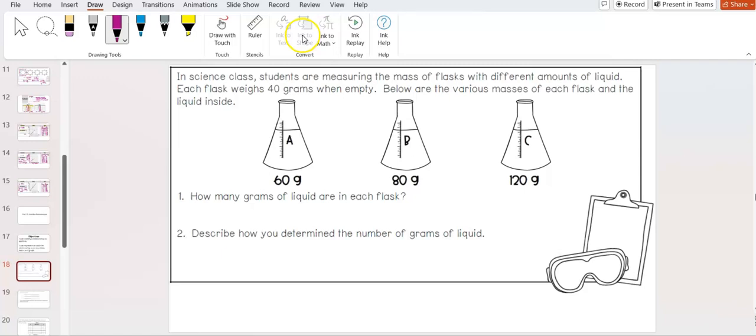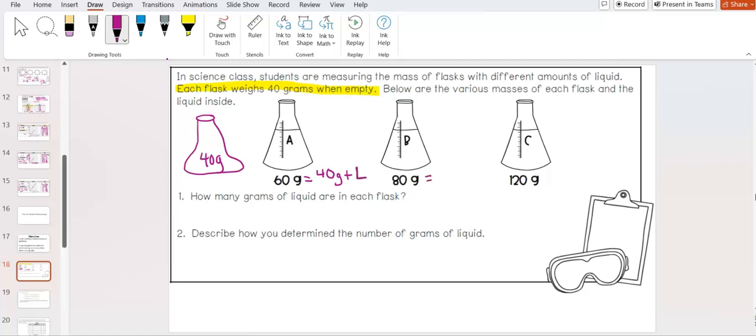So in this problem, it says in science class, students are measuring the mass of flasks with different amounts of liquid. Each flask weighs 40 grams when empty. That means that just the glass of the flask alone is 40 grams. Okay, no liquid inside, nothing inside, just the glass. Below are the various masses of each flask and the liquid inside. So this liquid right here is equal to the 40 grams of glass plus whatever the liquid is.